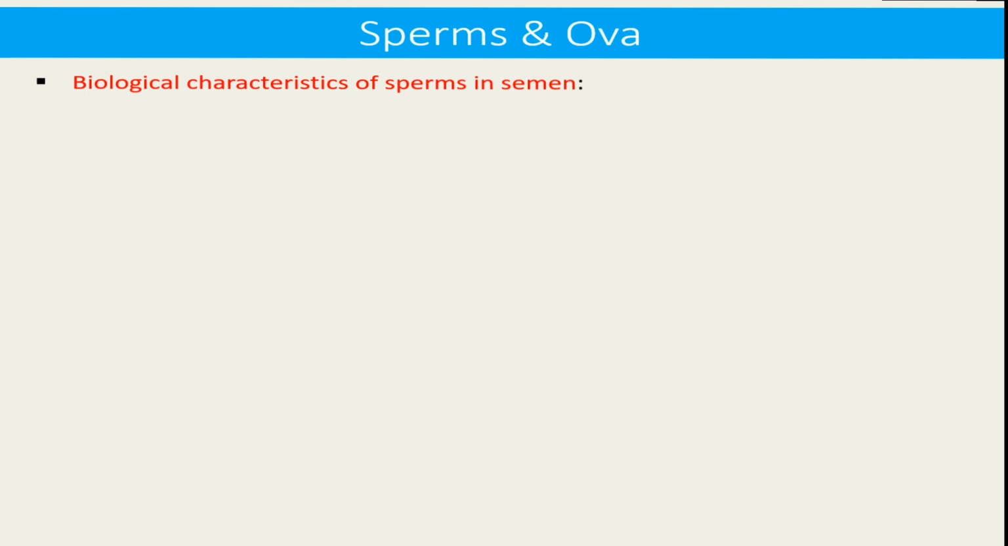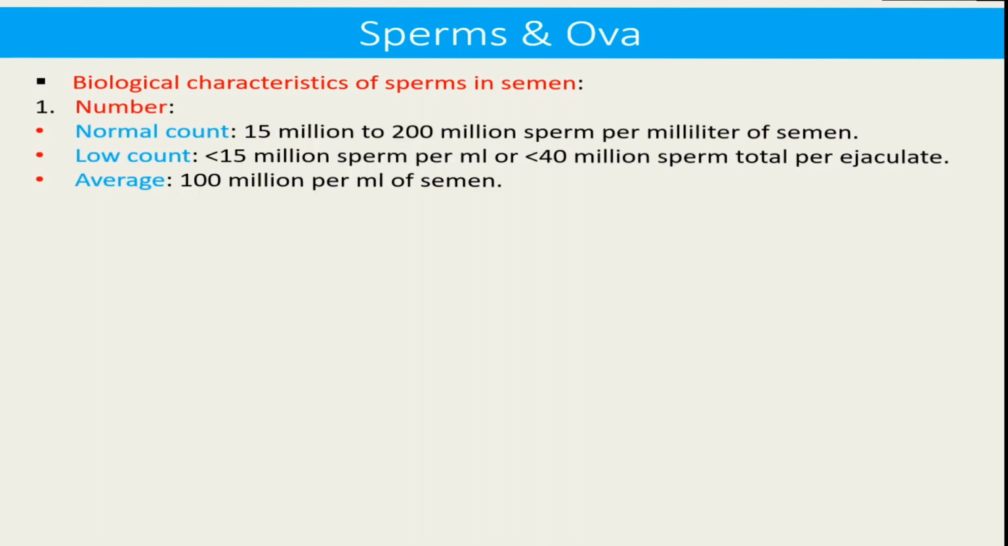Now we have a few clinical aspects about the sperm and ova. First, the biological characteristics of sperm in semen. As regards the count or number, 15 million to 200 million sperm per milliliter of semen is considered to be the normal count. If it drops below 15 million sperm per ml or below 40 million sperm total per ejaculate, it is considered to be a low count.